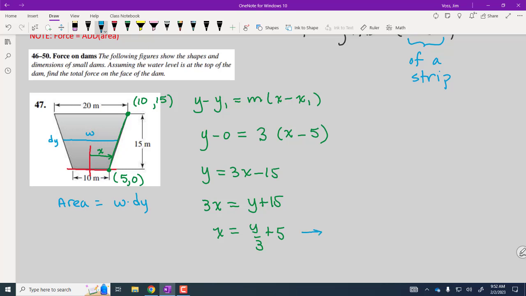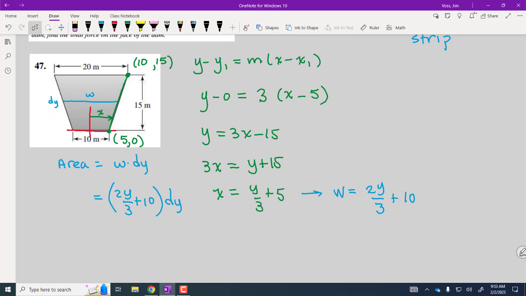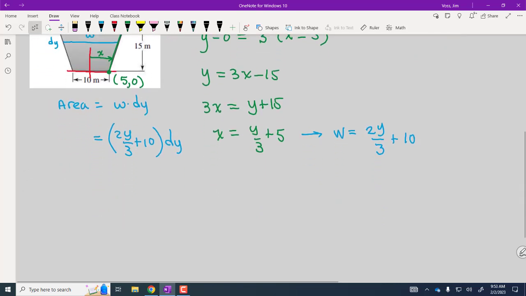This then tells us that the width of the strip at height y is 2y over 3 plus 10. We double it, multiply by 2. That will give us the width of the strip. That then tells us that our area is 2y over 3 plus 10 multiplied by dy. That is going to be the area of the strip at y. All right, any questions up to that point? Now we just have to throw it into our acronym and integrate. Any questions on any of the algebra? If no questions on algebra, we will go to calculus.